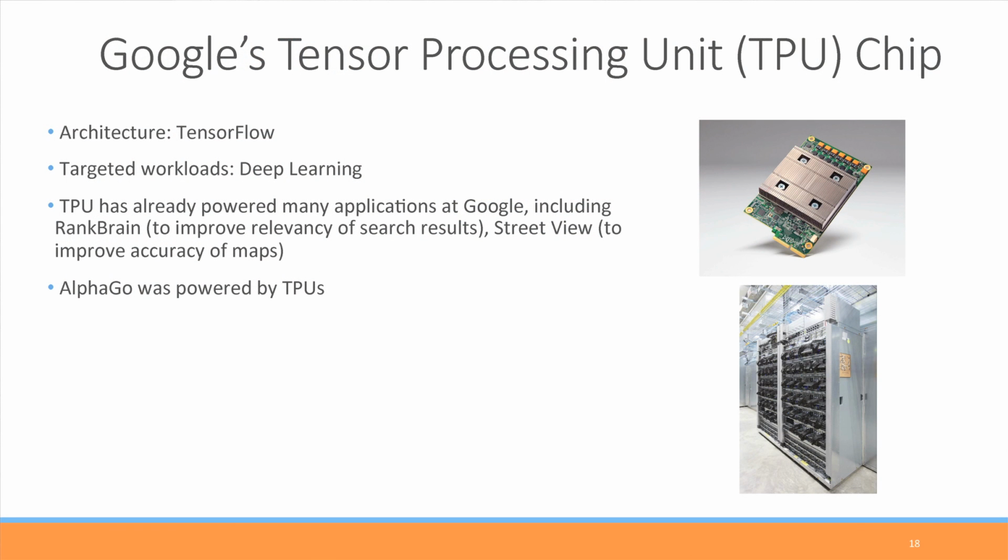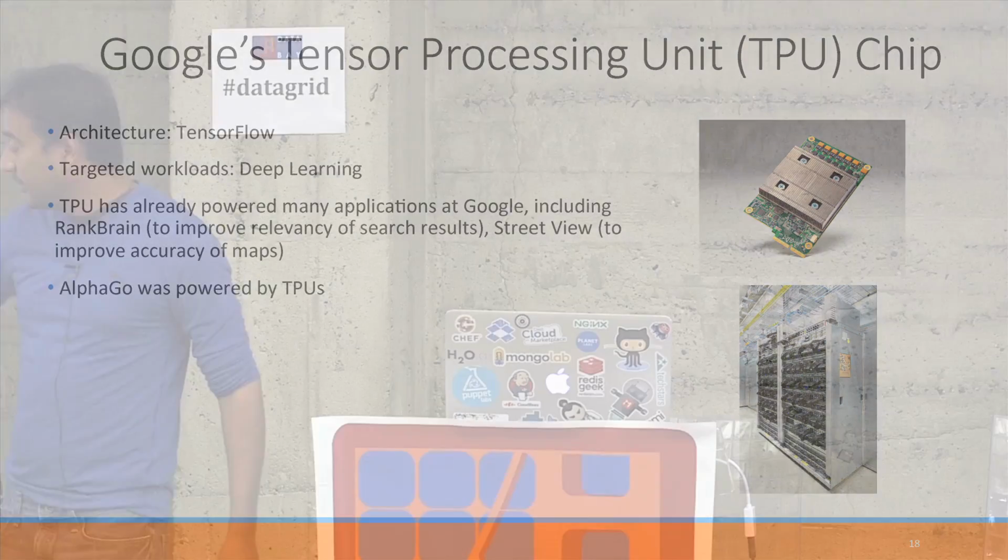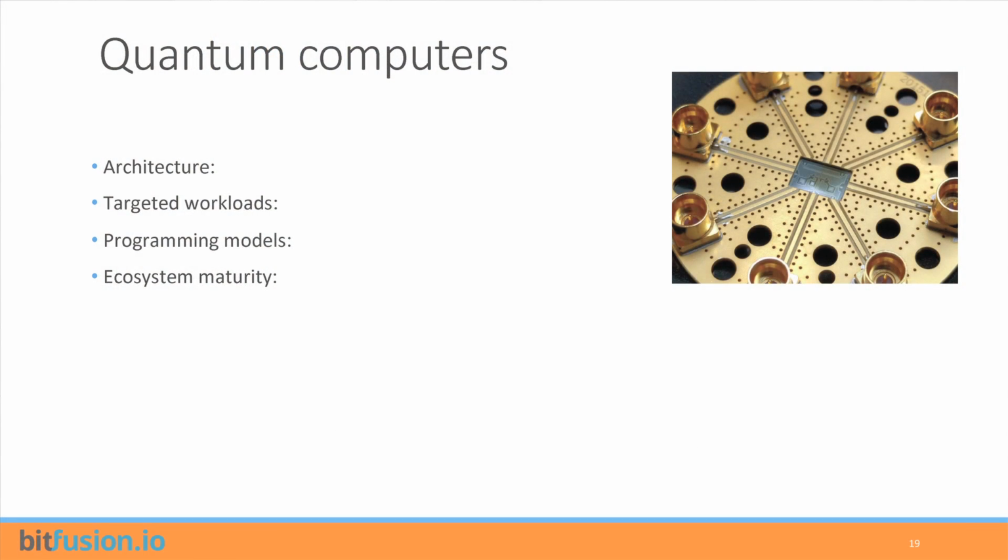Then, Google's release yesterday, essentially a TensorFlow chip, which is powered for deep learning. They've already been applying it for RankBrain to improve search relevancy, and also in Street View to improve map accuracy. In fact, the AlphaGo game was powered by TPUs. So this is actually the data center. If you have been using Google's API for speech recognition, you've been using this chip. You just didn't know it. It's become so abstract.